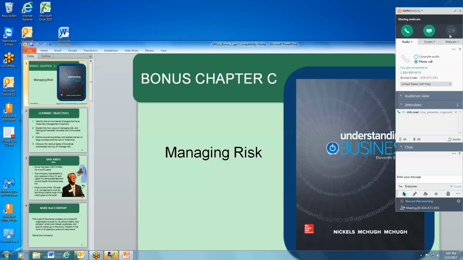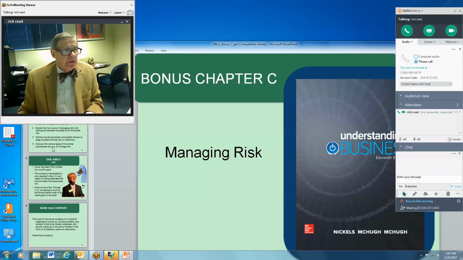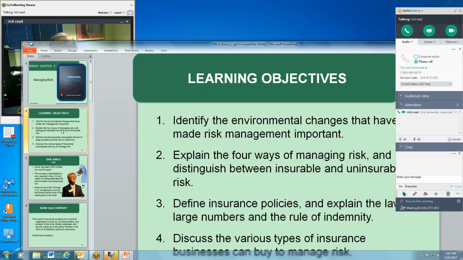We're here to talk about managing risk. Now let's look at our learning objectives. Identify the environmental changes that have made risk management important. Explain the 4 ways of managing risk and distinguish between insurable and uninsurable risk. Define insurance policies and explain the law of large numbers and rule of indemnity. And then discuss the various types of insurance businesses can buy to manage risk.